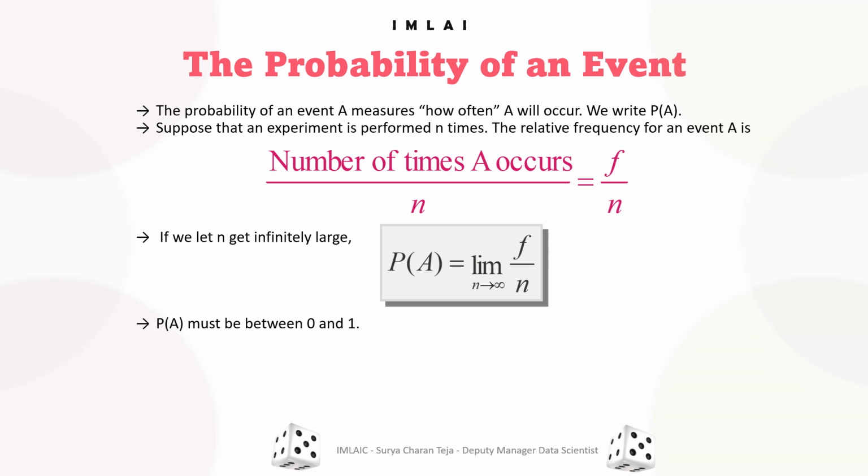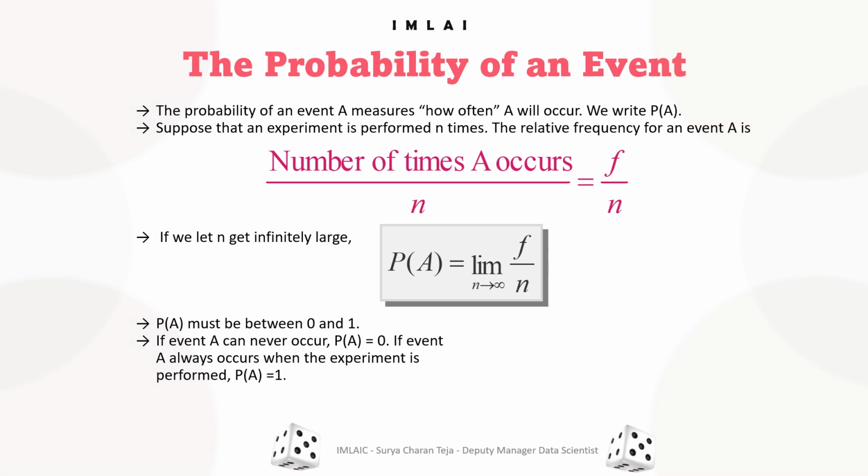Okay. So now some of the properties of the probability of an event. P of A must be between 0 and 1. If event A can never occur, then the probability of A is equal to 0. If event A always occurs when the experiment is performed, P of A is equal to 1. If any event always occurs, its probability is 1. If an event can never occur, its probability is 0.